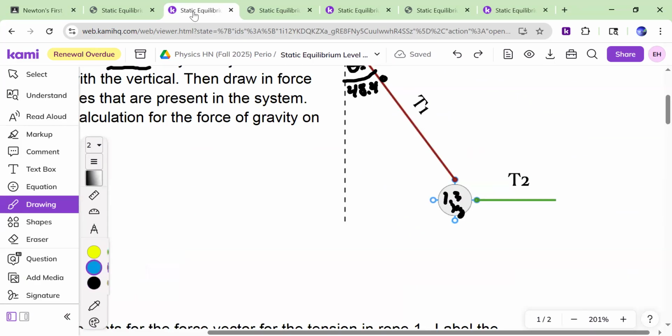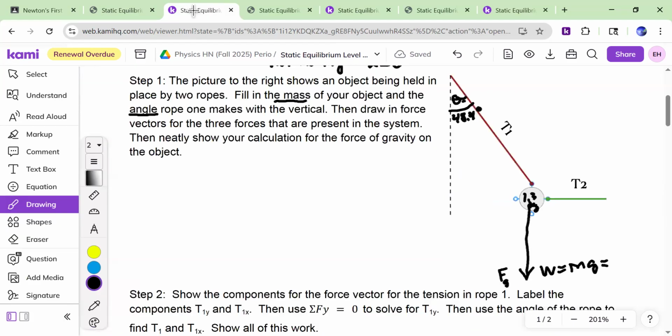Well, one force acting on this mass would, of course, be the weight, the gravity. So let's draw a force vector straight down, like this. And we can label that W equals mg. Now, if you want to, instead of W, you can write F sub g. That's gravitational force. That's fine. Either one is fine. But we have this, and we can calculate it. Okay, we can calculate the weight.